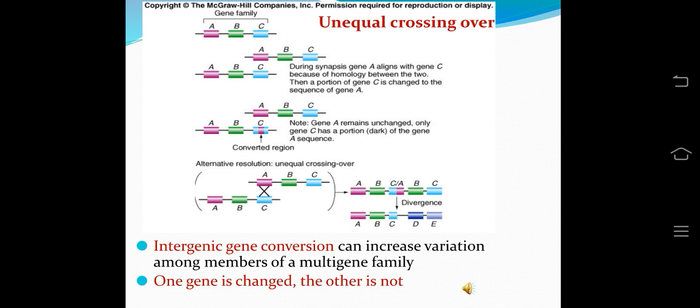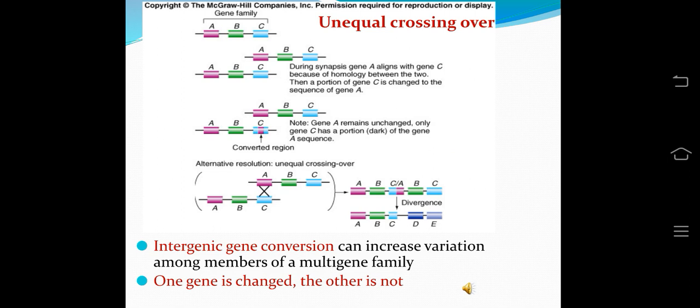Unequal crossing over in gene family ABC, ABC, ABC. During synapsis, gene A aligns with gene C because of homology between these two. Then a portion of gene C is changed to the sequence of gene A. Gene A remains unchanged. Only gene C has a portion of the gene A sequence, the converted region. Alternative resolution of unequal crossing over.